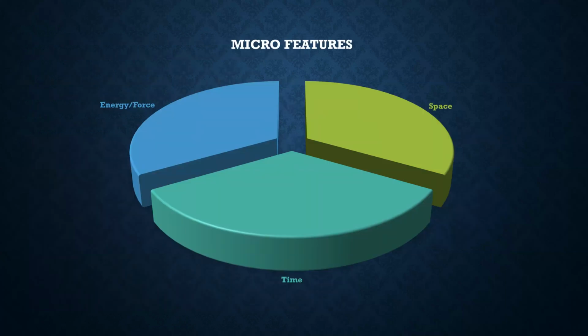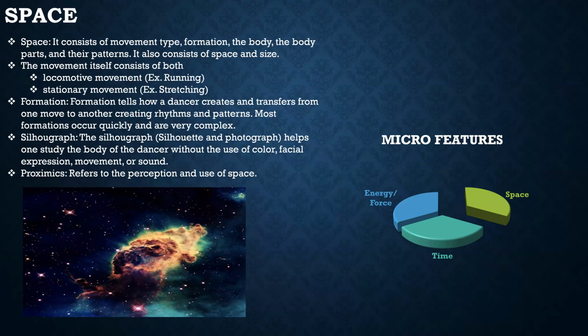Secondly, we're going to dive deeper into the microfeatures, which consist of space, time, force, and energy. Space consists of movement type, formation, the body types, the body parts, and their patterns. It may also consist of the size in space. The movement itself consists of both locomotive movement, for example, running, and stationary movement. An example of stationary movement might be stretching. The difference between the two is that locomotive movement is able to run freely throughout time and space, while stationary movement is, well, stationed in one spot in time and space.